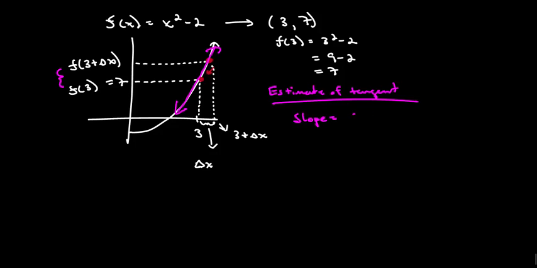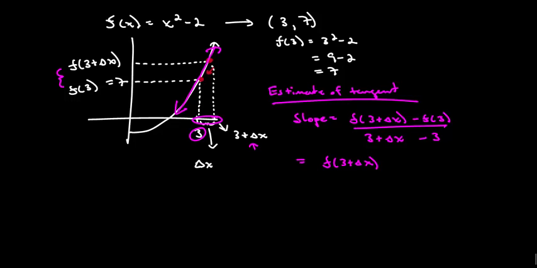Okay, so what we want is the slope. And so the slope is the change in the y values, which is f at 3 plus delta x minus f at 3, divided by the change in the x values. The change in the x values is delta x, but just do it out computationally, it'll be 3 plus delta x minus this value right here, which is 3. And so that's going to equal delta x. Let's simplify that denominator a little bit. Again, 3 plus delta x minus 3 is just delta x.